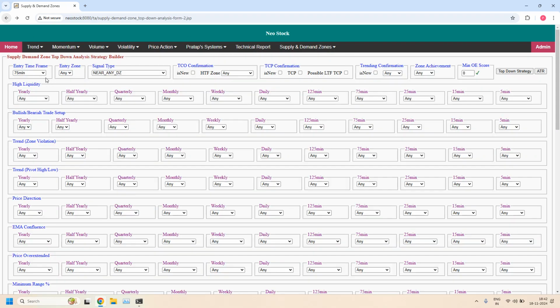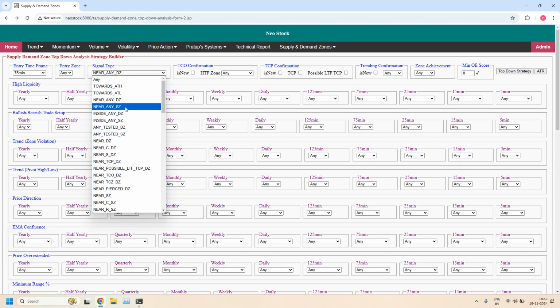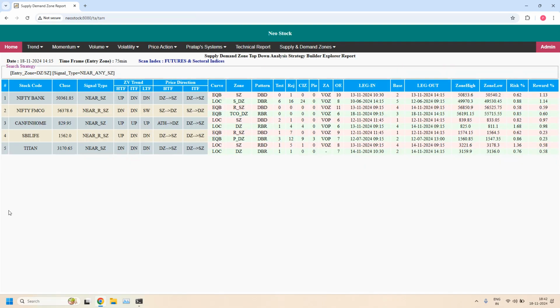Okay, next for 75 minutes time frame, let us find the stocks near 75 minutes supply zone. 5 stocks are filtered. Let's identify any supply zones, high liquidity supply zones. Nifty FMCG, but this is not listed in F&O.